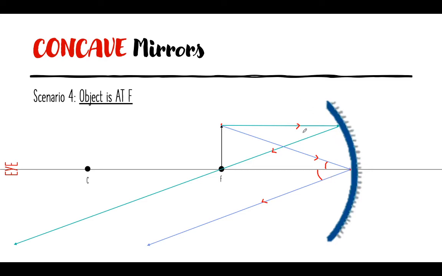Now, if you look at these two lines, they are parallel to each other, which means that they are not going to meet. If those two lines don't meet, I'm not going to have an image formed. And that is going to be the case anytime you have an object on F, you actually don't have an image formed at all.